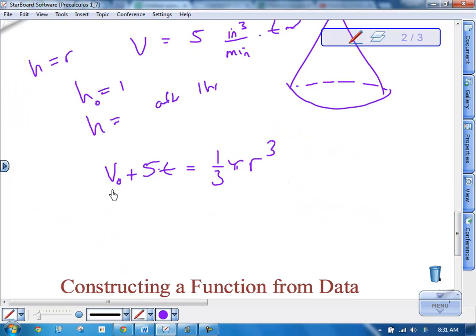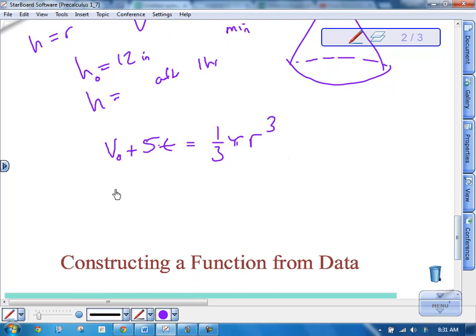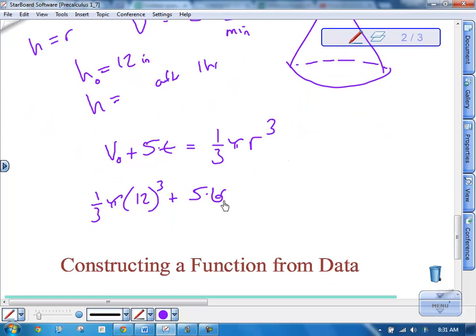All right. Now, I need to find the initial volume at 1 foot, because that's what they say the original height and radius are. They're equal. I'll use 12 inches, though, because I'm doing this in inches, so I've got to stay in the same units. So original volume is 1/3 pi r cubed again. So it's 1/3 pi, and then r started off at 12 inches, or 1 foot, cubed, plus 5 times t. Now, they said after 1 hour, so 1 hour would be 60 minutes, so I'm going to put 60 right there for that t. Equals 1/3 pi r cubed.